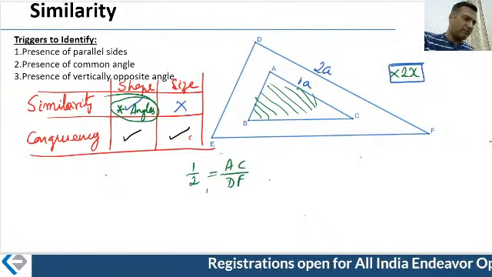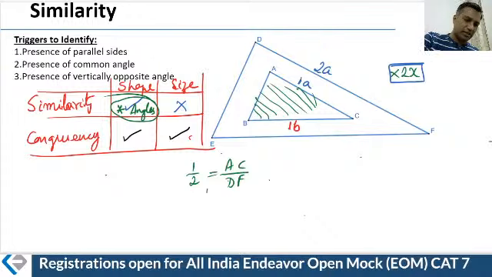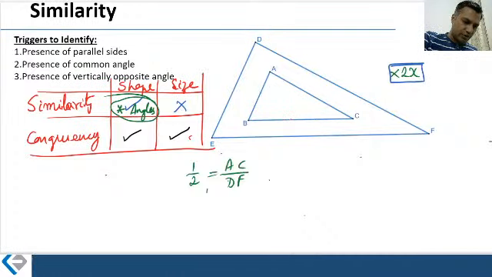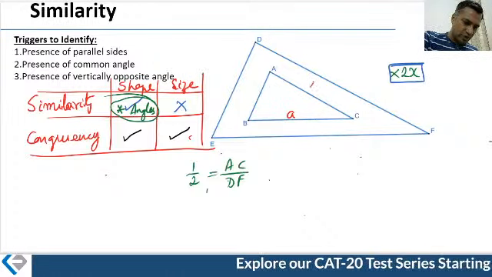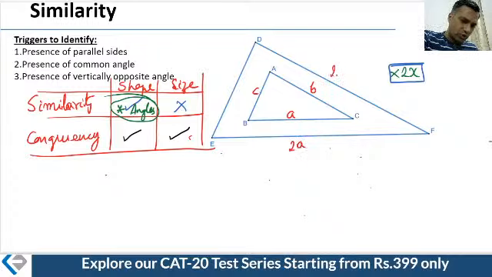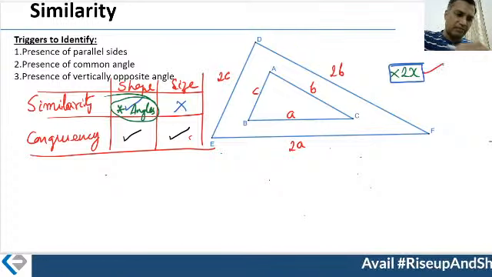Great. What if the length of BC is 1B unit? Basically, let us assume that this particular length is A units, this is A units, this is B units, and this is C units. Now the outside one, in that particular case, is going to be 2A units, 2B units, and 2C units. Why are you saying 2A, 2B, 2C units? Because you made the multiplication factor into 2.